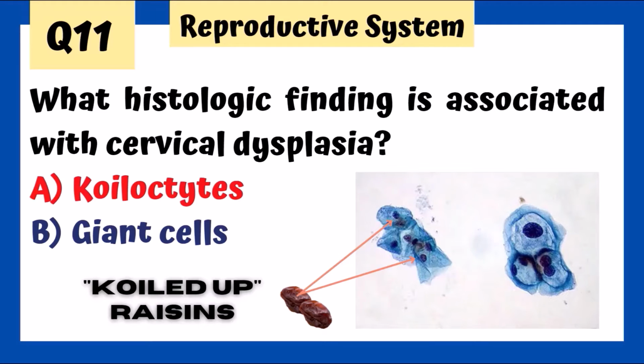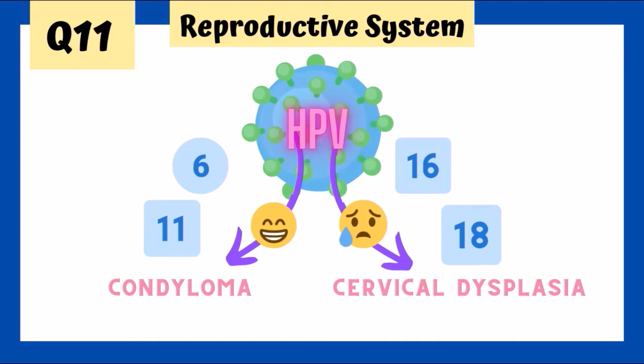And where do we see these coilocytes? Not only in high-risk HPV. High-risk HPV are the 16 and 18 ones, as well as 31, 33, and others. We don't only see coilocytes in the high-risk ones, we also see them in the low-risk ones. And I have this picture over here of HPV leading to the condyloma, the low-risk one, those are caused by HPV 6 and 11, and the cervical dysplasia caused by 16 and 18. He's sad because those are the high-risk ones. And again, in all of these cases, we're going to see the coilocytes.